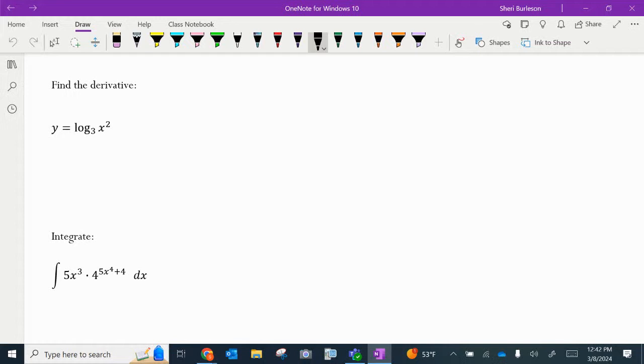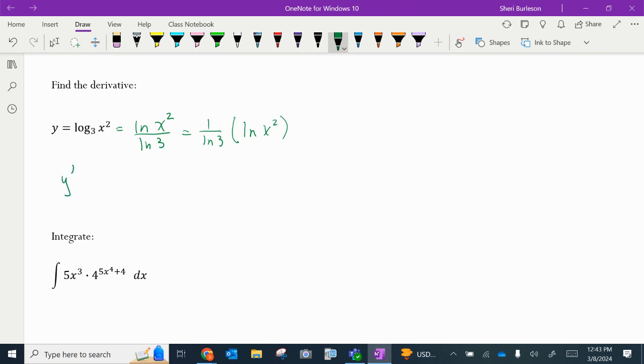Okay, so for the first one, if you do not remember the rule when it is bases other than e, you can just convert this using the change of base formula and take the derivative of that. That's how we derived what it is. This ends up being a constant multiple times ln of x squared, correct?